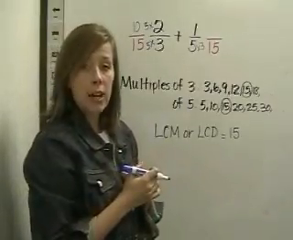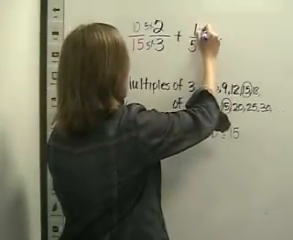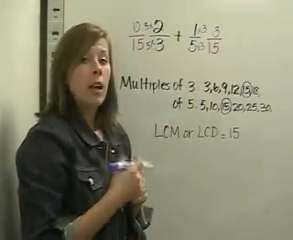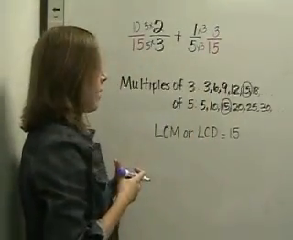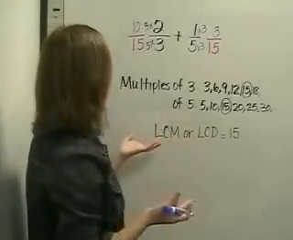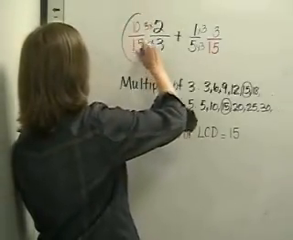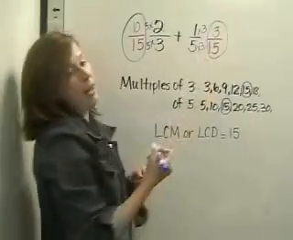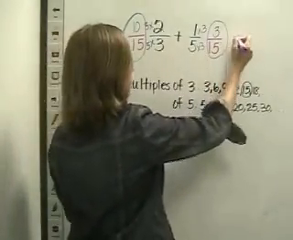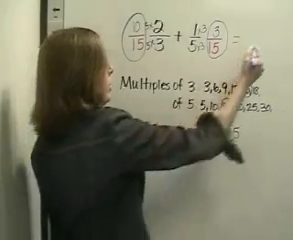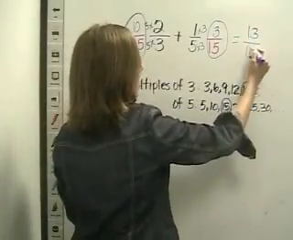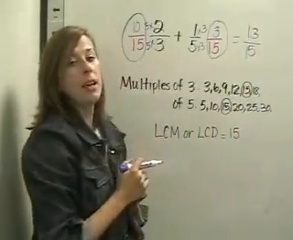Therefore, I must also do that to my numerator. 1 times 3 is 3. Therefore, 1/5 and 3/15 are equivalent fractions. Now my last step is to add 10/15, my new fraction, plus 3/15, my other new fraction, to get my sum. So 10 plus 3 is 13. My denominator stays the same. 13/15 is what I get in the end.